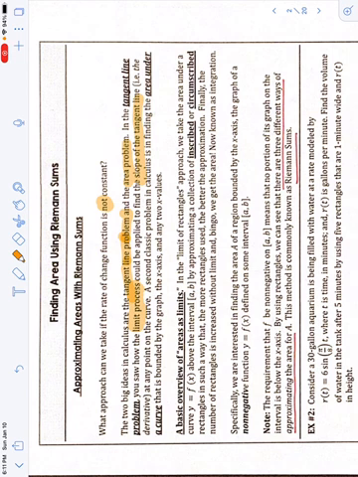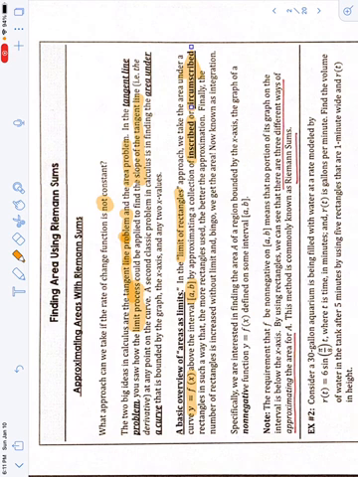A basic overview of area as limits. In the limit of rectangles approach, we take the area under the curve f of x from the interval a to b by approximating with a collection of inscribed or circumscribed rectangles in such a way that the more rectangles used, the better the approximation.